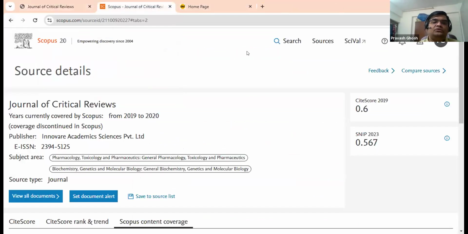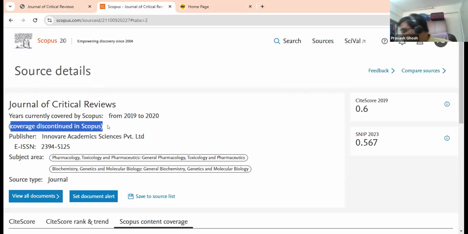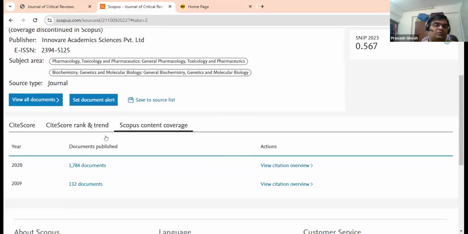The thing that you should learn is this. Now, where should you verify? So you can verify in this way that I am verifying, that you can write in Scopus. It will give you coverage discontinued in Scopus. I will do after, we are approaching 8:30. So coverage discontinued in Scopus. If this is there, you just run away from there. Okay, don't publish. 1784 documents.